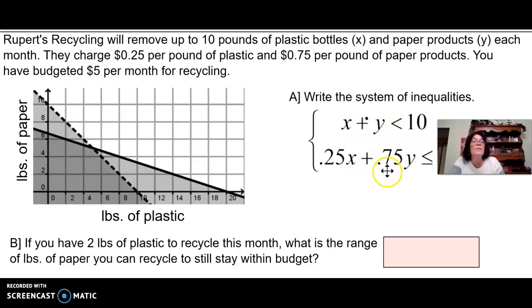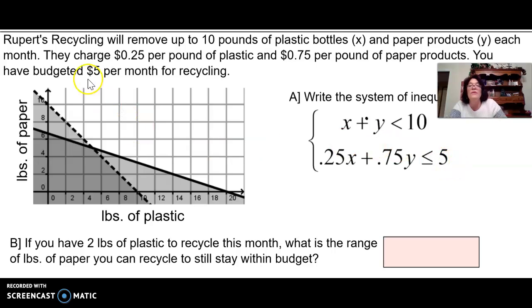So hopefully you got X plus Y has to be less than 10. They will remove up to 10. Okay, that's less than 10, not up to and equal to, but up to 10. So X plus Y has to be less than 10. 25 cents times the number of pounds of plastic bottles, 75 cents for the number of pounds of plastic or paper products has to be less than or equal to $5. Okay? Less than or equal to $5.